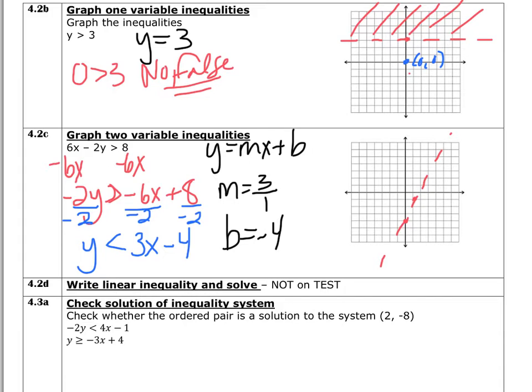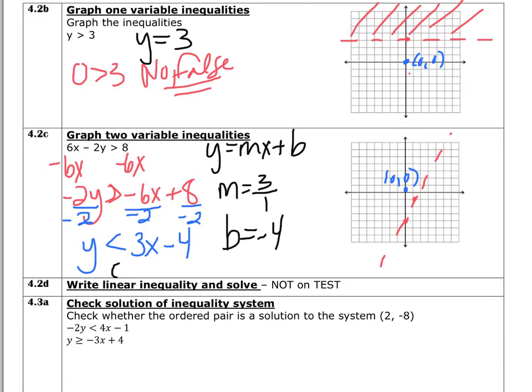Now the last step is to figure out, do we shade on this side of the line or this side? Again, if the ordered pair 0, 0 is available, I like to try it out. So I'm going to take the ordered pair 0, 0 and put it back into this equation here. I could put it in the original one too. It's going to work either way.